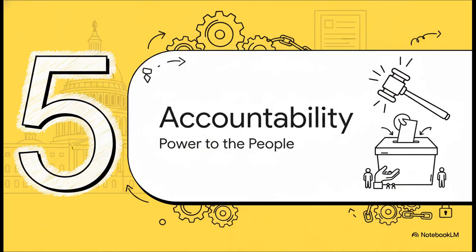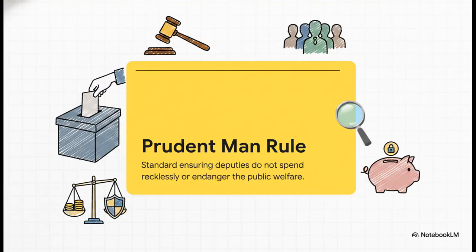Section 5. Accountability and recall. Power to the people. This brings us to a really foundational concept in the source text called the prudent man rule. Under this rule, deputies are legally bound to act responsibly. They aren't allowed to spend public money recklessly or endanger the public welfare in any way. If a deputy violates this standard of prudence, well, they face immediate consequences from the assembly that elected them.